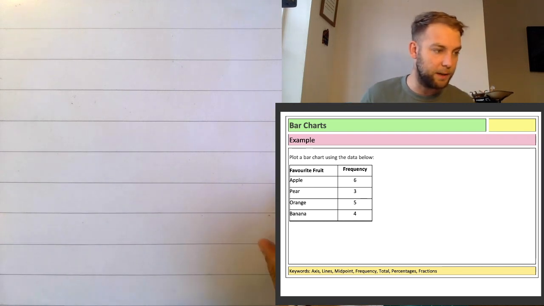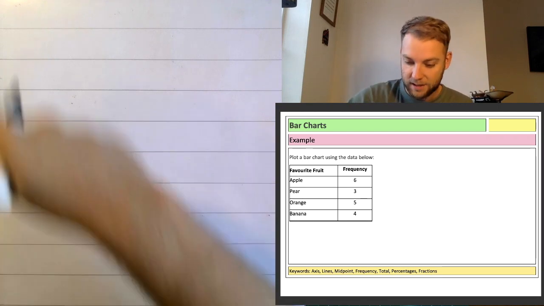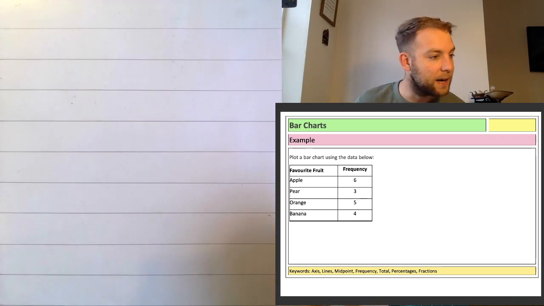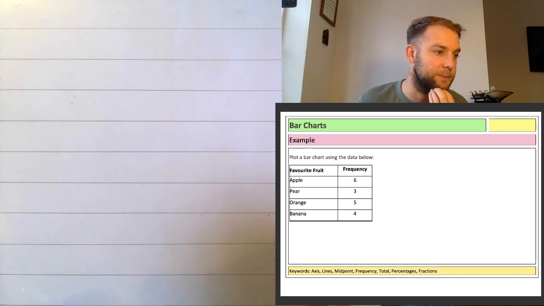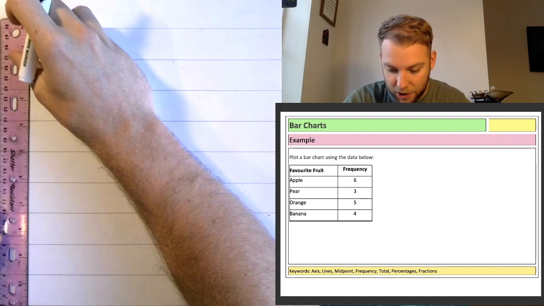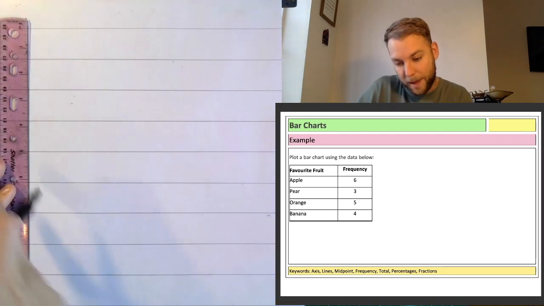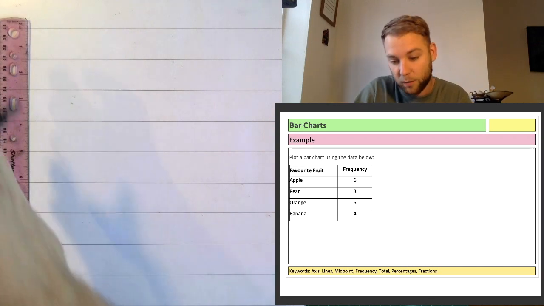So the first thing we're going to be looking at is how high my frequency is going to be. So how high I'm going to go up on the left hand side. Now the highest here is 6. So I'm going to go up by 6. Now try and make sure that this is as straight up as possible. Maybe use the side of your page if you need to. That's what I'm using here.